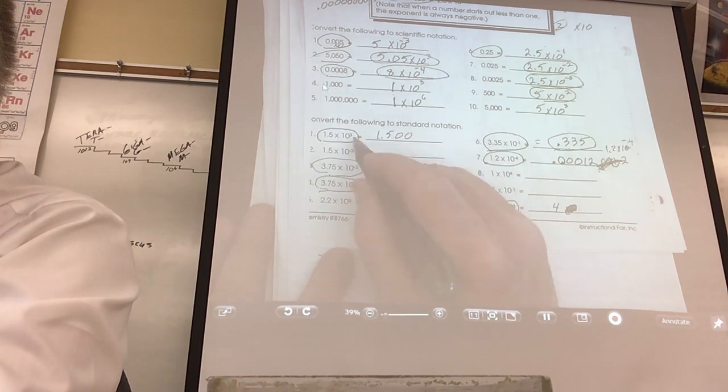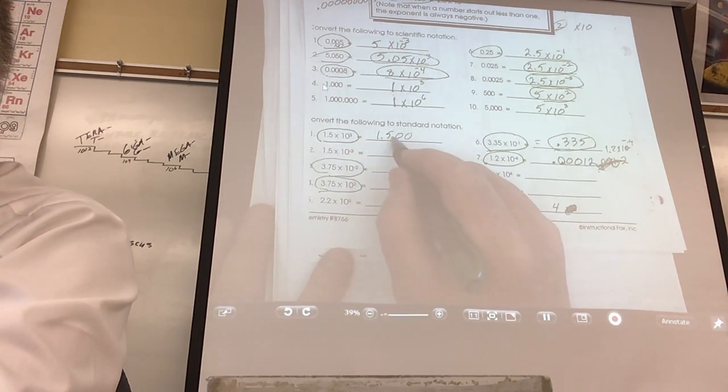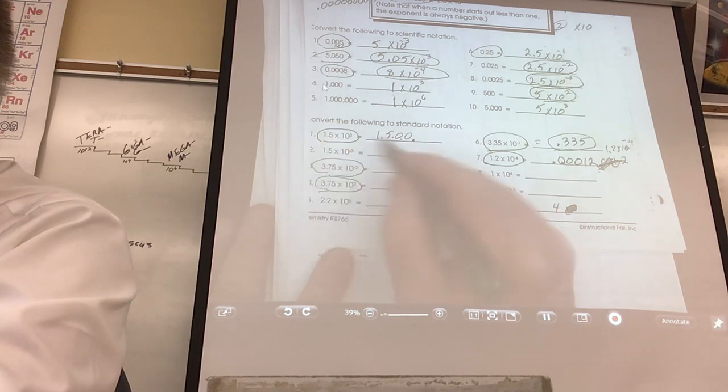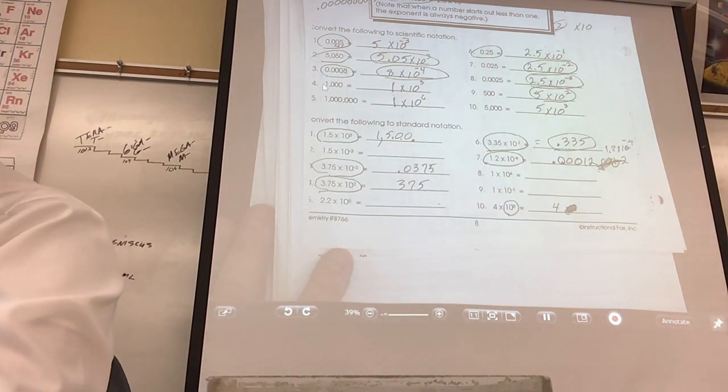So you had to move it 3 places to make a big number, right? 1, 2, 3. Is that what you had? So I had 1.5, didn't I? I had to move the decimal 3 places. 1, 2, 3. And I think it's 1,500, isn't it? 1,500. All right, you ready?